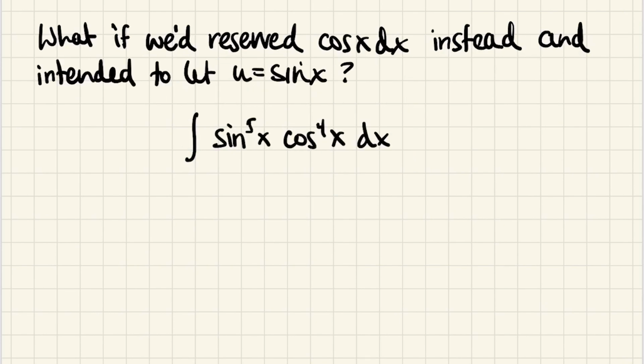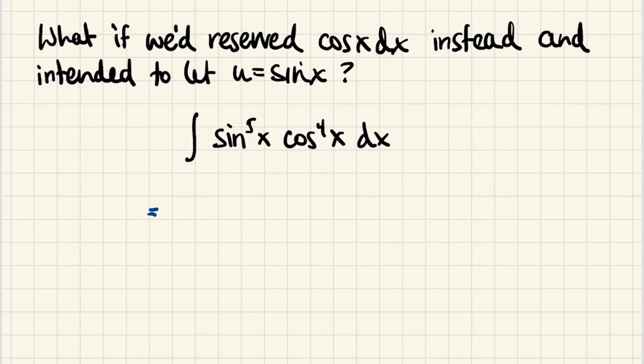So what if instead of reserving the sine of x dx and intending to let u equal cosine, as we did and successfully solved the problem, what if instead we reserved a cosine of x, like the very first example, and intended to let u equal sine? Certainly we could take cosines and turn them into sines just as easily as we could take sines and turn them into cosines, right? Well, not so fast.